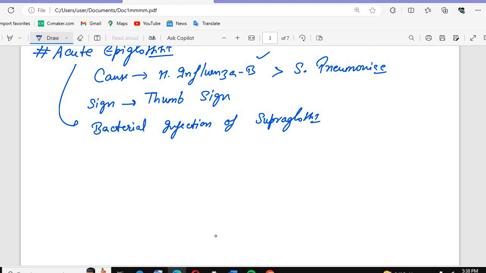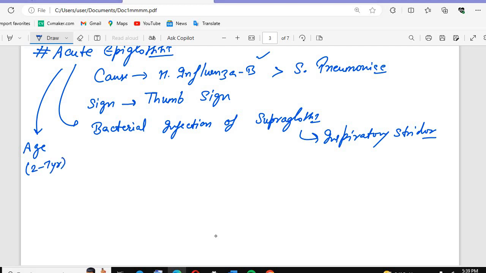So which stridor will be there? That will be the inspiratory stridor. Inspiratory stridor will be there. Then, in case of acute epiglottitis, remember this is common in the age group of 2 to 7 years.